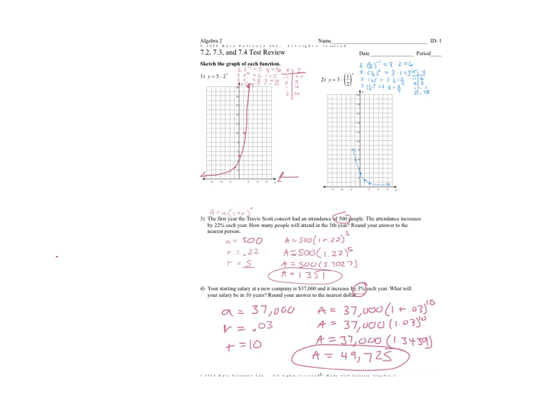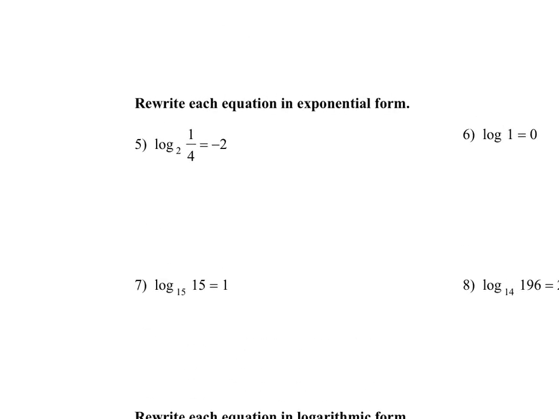Okay, and on the test, there's going to be one question from the graphing section and one word problem. We need to rewrite each equation in exponential form. So our base comes out of the basement. So we have 2. Then we write our answer. Then we write what's on the other side of the equal sign as our exponent. So 2 raised to the negative 2 is equal to 1/4.